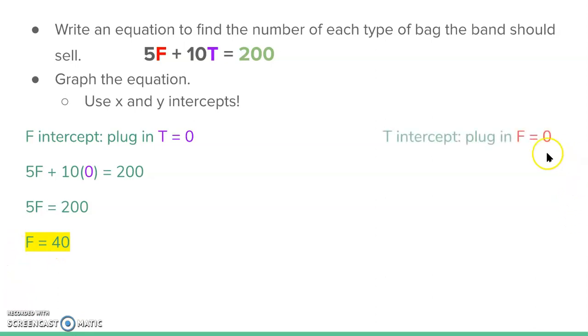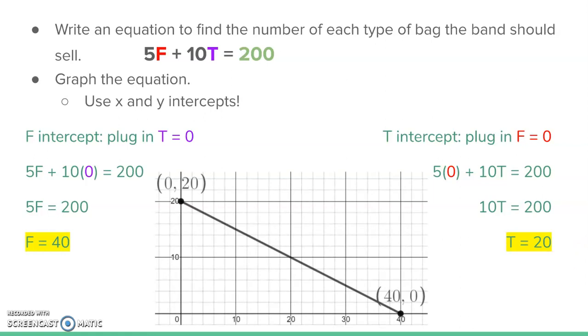On the other side of that, I can plug in F equals 0 to find the number of 10-pound bags I need when the 5-pound bags are 0. You can see here that 10T will equal 200 and T must equal 20. It will take me 20 10-pound bags when I have 0 5-pound bags. Using the intercepts to graph gives me a nice line.